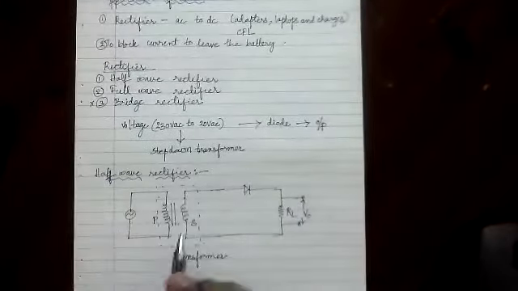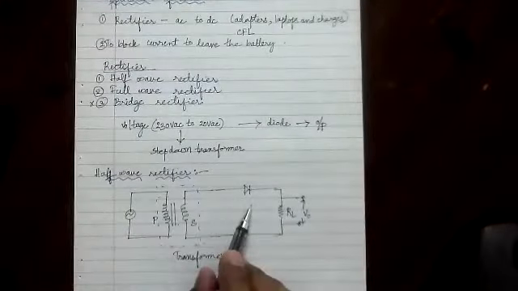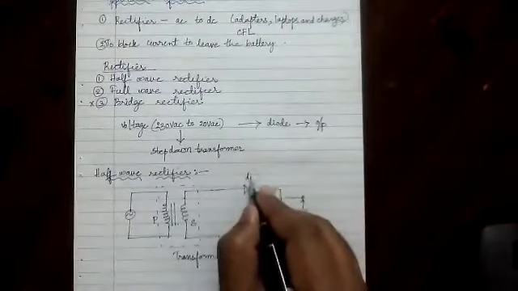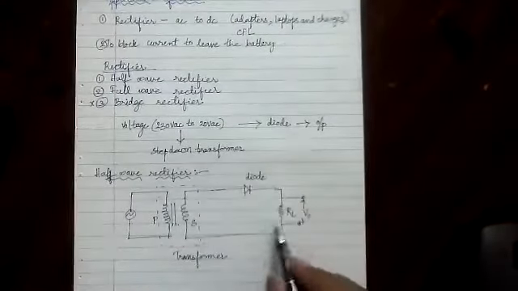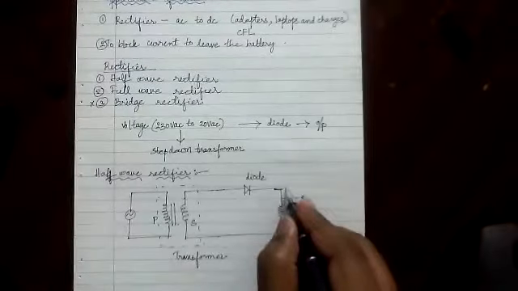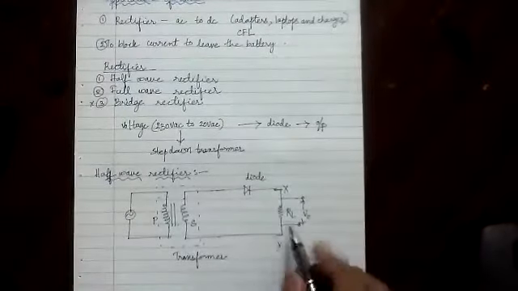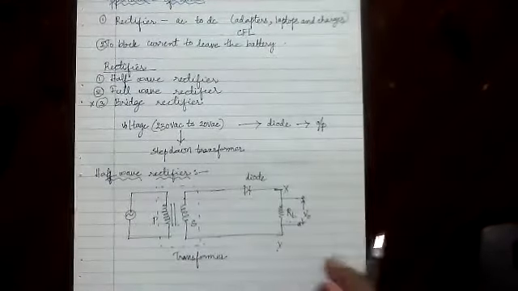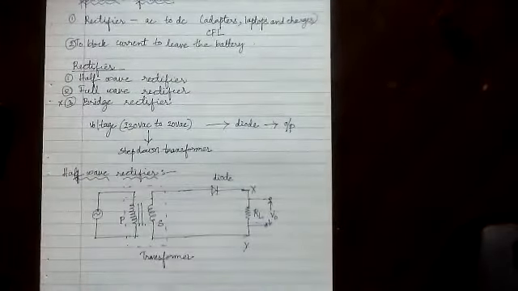This is the AC current, transformer, diode. This is a diode, and these two are the X and Y points. This is the load resistor and this is the output voltage. Understood now? Is it clear?